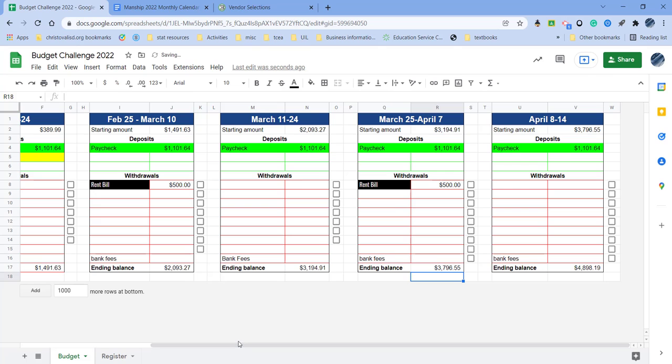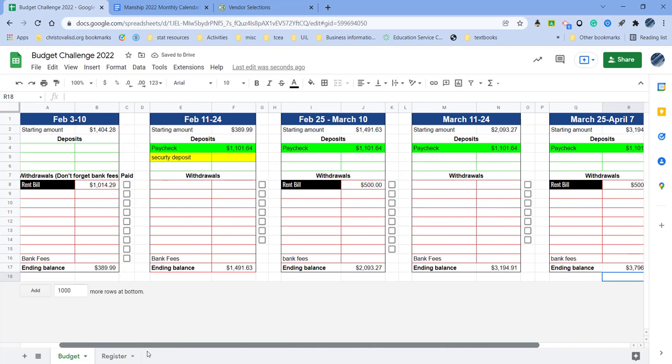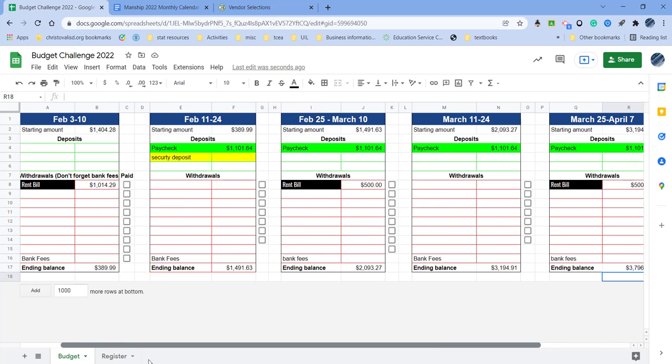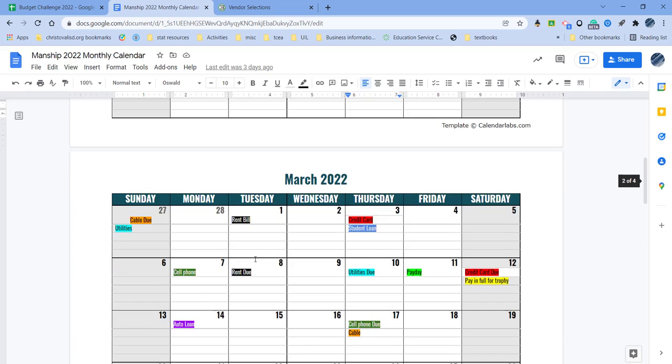Okay, so now I no longer have any reds down here. That's good. Red means that I have overdone on my budget, so I need to make sure that that ending balance stays positive on all my pay periods. Otherwise, I have a problem. And then go back over here to your calendar.